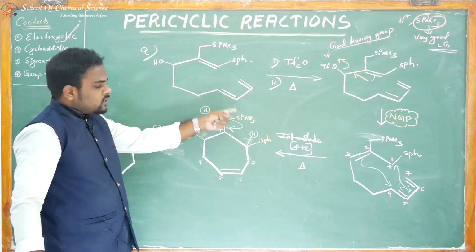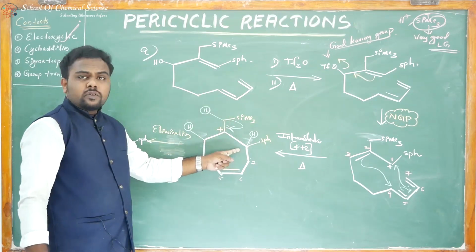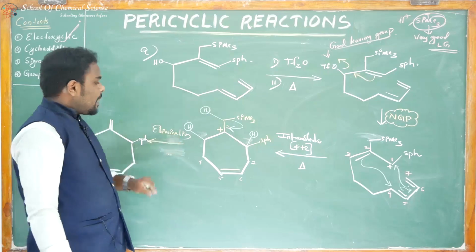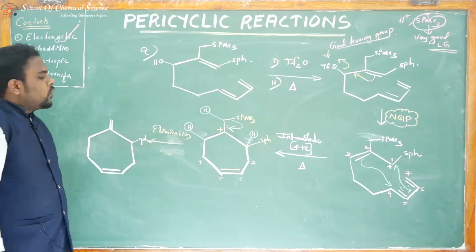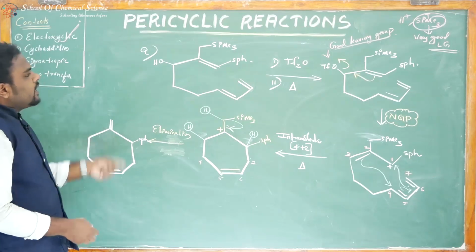If SiMe3 is not present here, the most substituted alkene will be formed. But compared to the rate of elimination of H plus, SiMe3 is the good leaving group, which will be eliminated, and here a double bond is formed.